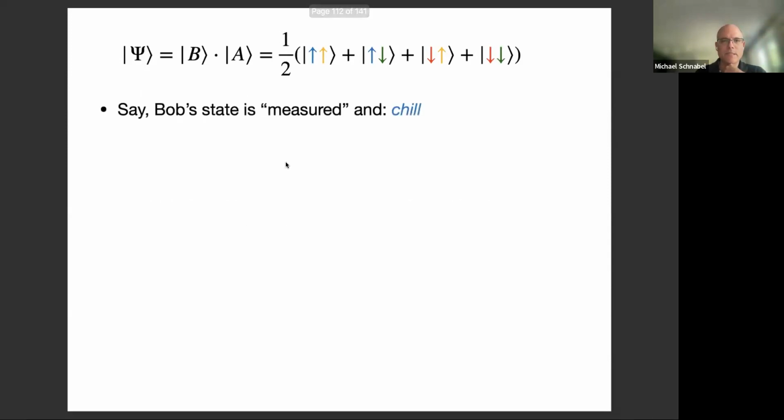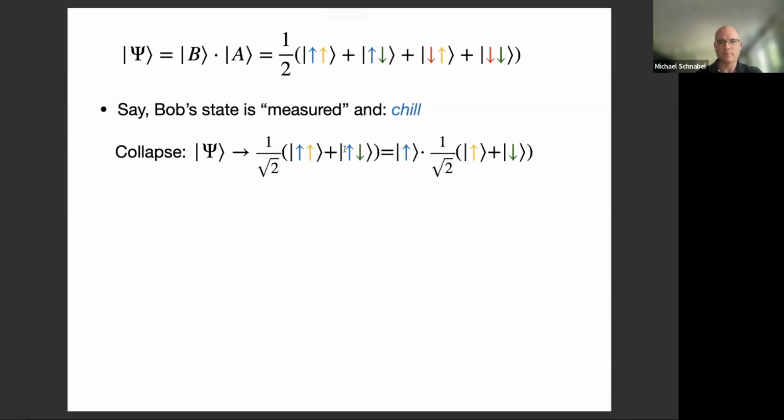Okay, so let's just play around with the state to get a bit of a feel for it. We have this two-person quantum state, and now we measure it. We only measure Bob's mental state, and it turns out Bob is chill. So what happens to this state after measurement? It will collapse.